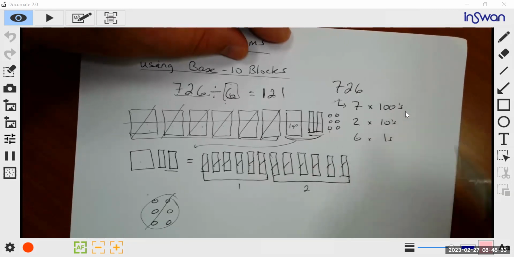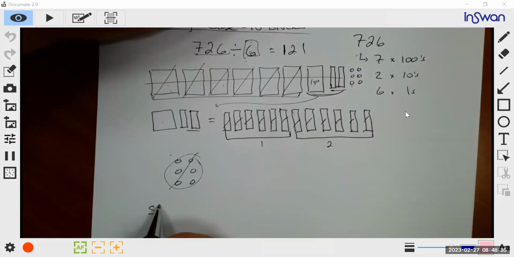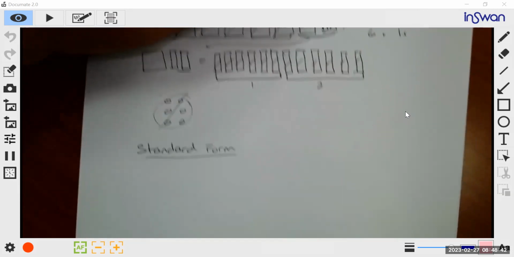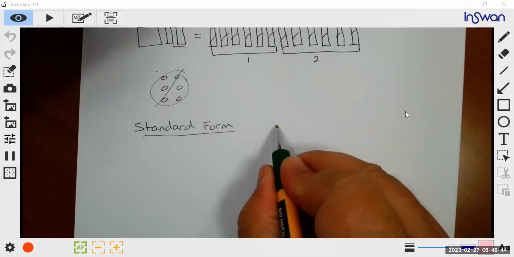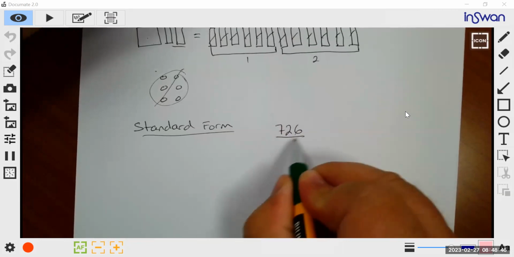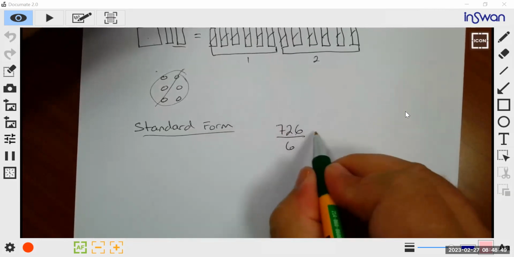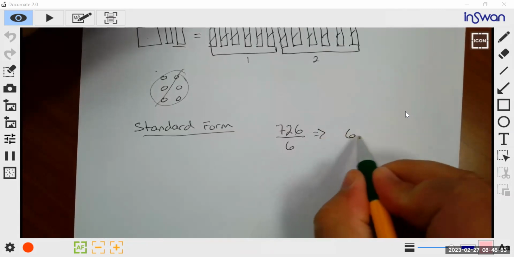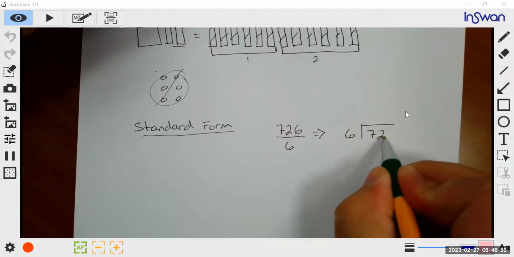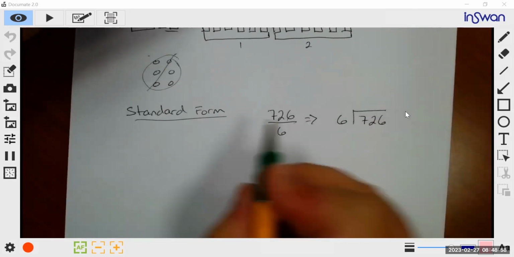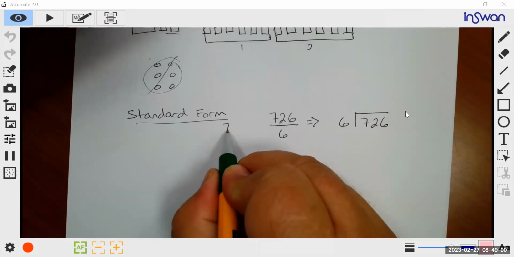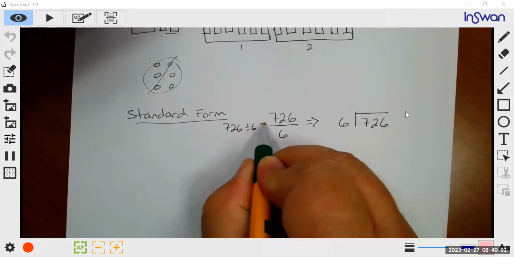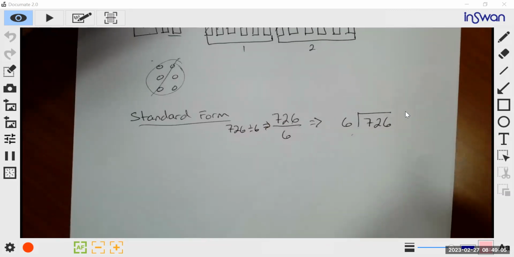We use the same concept in the standard form, or standard method. 726 divided by 6 is the same thing as 6 goes into 726. So 726 divided by 6 is the same as that. Okay.